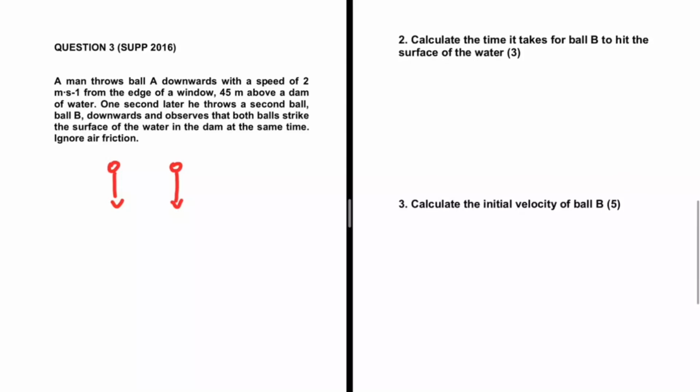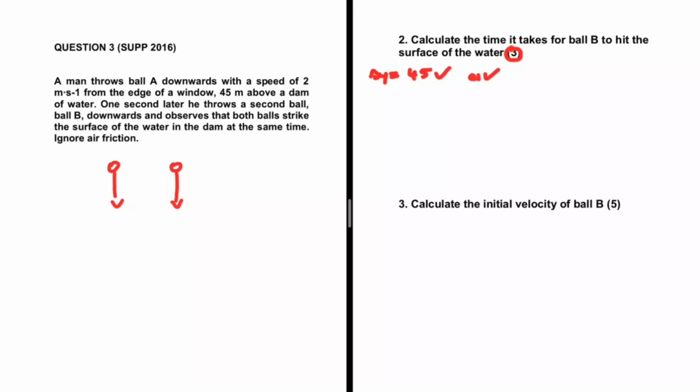So question 2: calculate the time it takes ball B to hit the surface of the water. Okay, 3 marks, so we're not really supposed to be doing a lot of work. Well, we have a problem. With regards to ball B, we know that delta y is equal to 45 meters downwards because it is projected from the same height. What else do we know? We know the acceleration, obviously, but we have 2 variables.